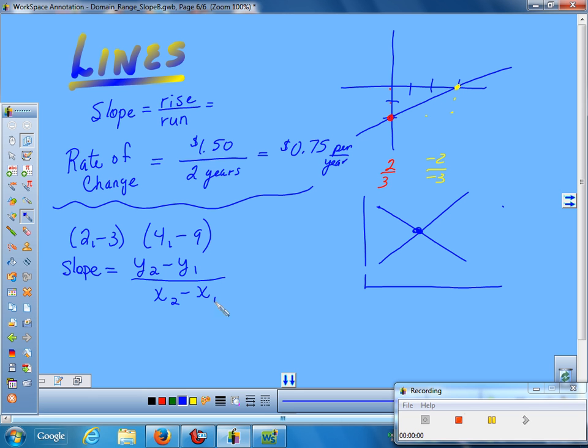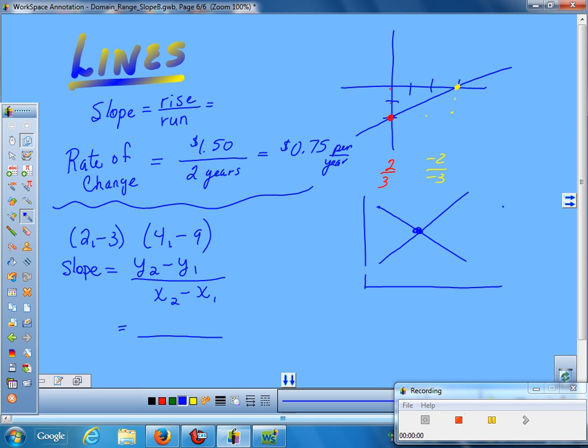We don't have to put 2's and 1's, do we? If I ask you to write that formula, yes, because that indicates that they are 2 different coordinates. It's coordinate number 2, coordinate number 1. Subscripts are important in math and science. Don't drop them. I'll show you why next class.